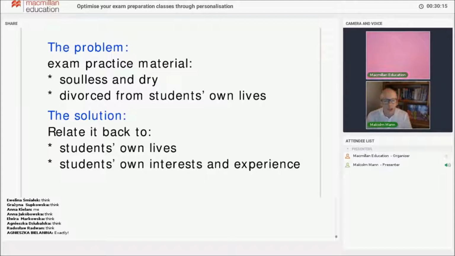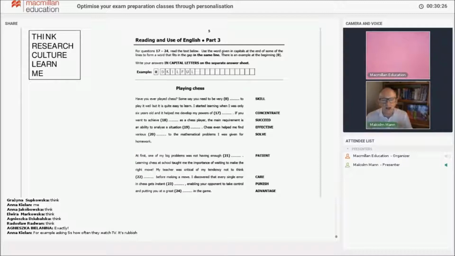So one solution, I think, is wherever possible to relate the exam practice material back to the students' own lives, back to the students' own interests and experience. One of the easiest ways to do that is to follow the principle that we have in Optimise, which is to have a task, perhaps before or after the exam practice task, and to tie it in some way with one of these categories: think, research, culture, learn, and me. Because I think these cover a broad range of the student's own experience: the student's own opinion in think, the student's own work doing research, the student's own culture, the student's own learning experience, and the student's own everyday lives.